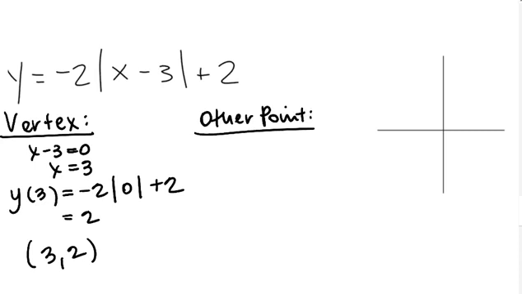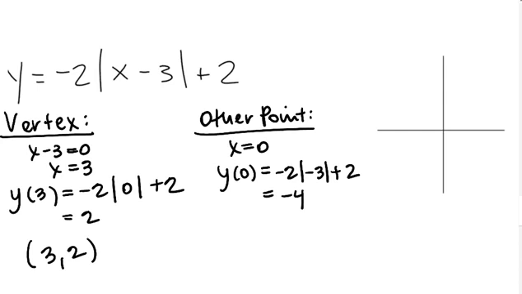Okay, so our other point is going to be where x equals 0. All right, so y of 0 is going to be negative 2 times the absolute value of negative 3 plus 2. So this is negative 6 plus 2 is negative 4. So I'm going to plot the vertex. I'm going to plot the other point, which is 0, negative 4.